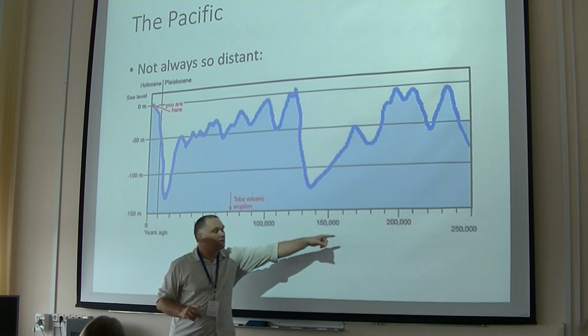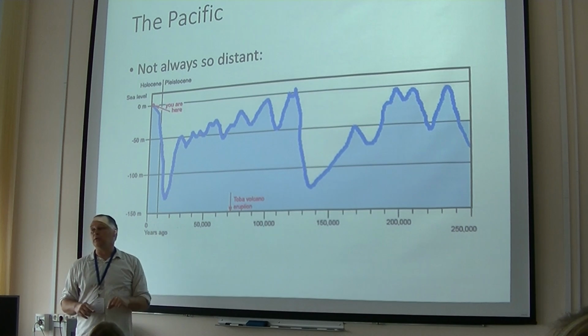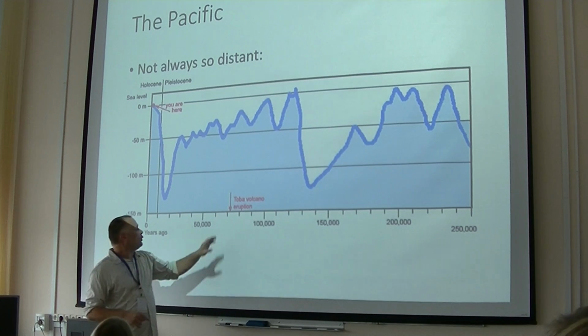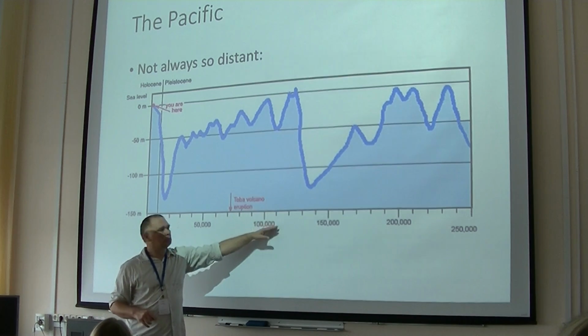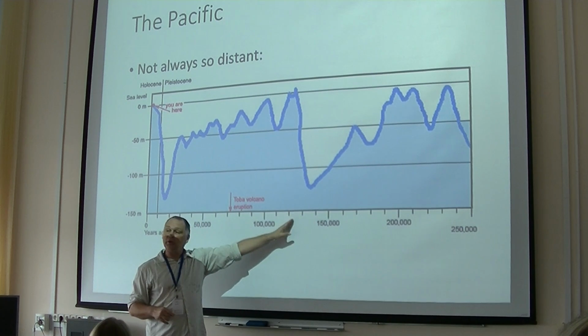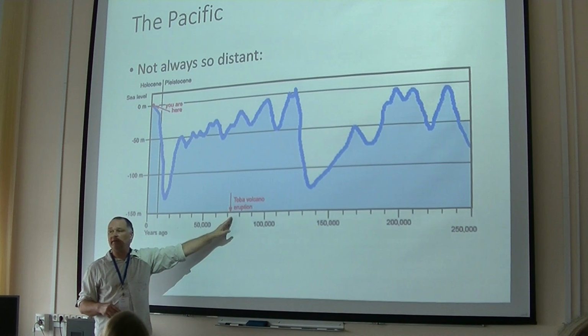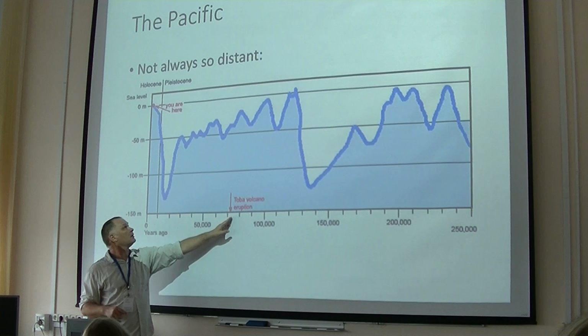This chart shows the last 250,000 years of sea level fluctuation around the world. We don't really care about that. Maybe from here on we don't care very much. But at this point, this is when humans start to leave Africa. And around here is when they start arriving in the far western edge of the Pacific.